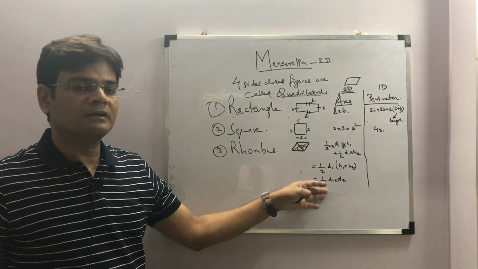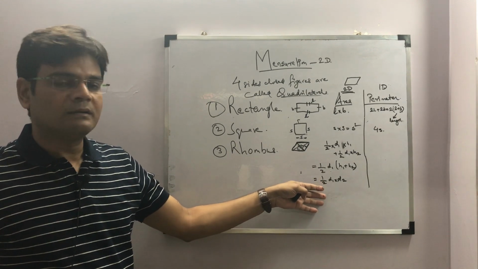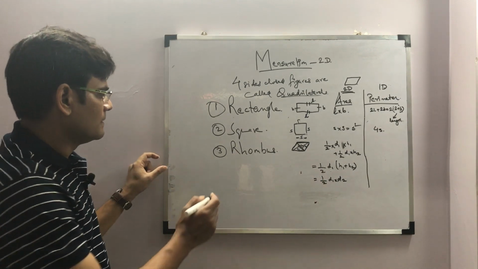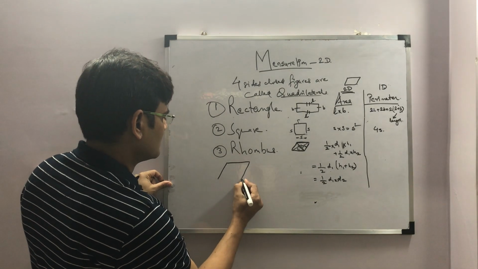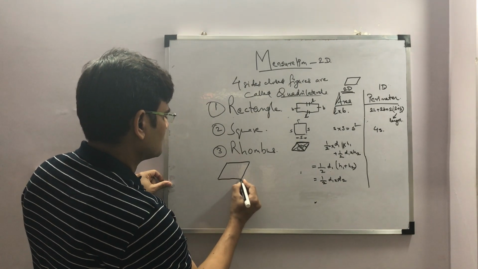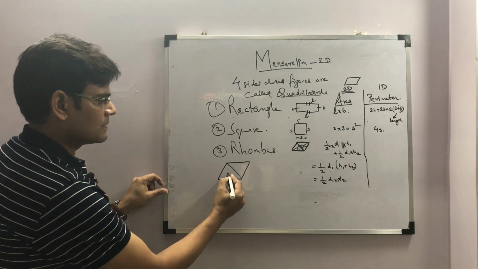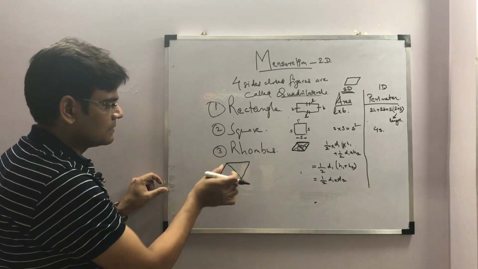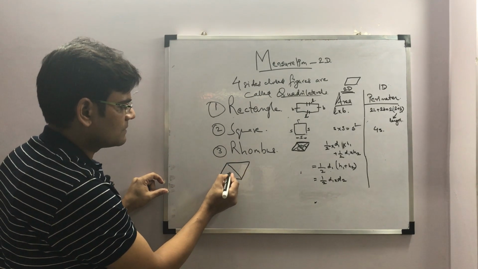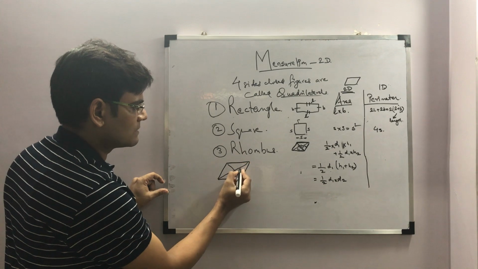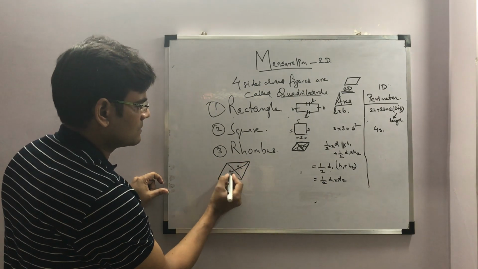It's a little complicated. If you find it complicated, let me know. I'll explain it again. But rhombus, let me explain again. I'm not satisfied with explaining it. I take a bigger rhombus. See, you divide first into two triangles. This is triangle 1, this is triangle 2. This is the base for both the triangles. This is the height for the first triangle and this is the height for the second triangle. So this is h2 and this is h1.